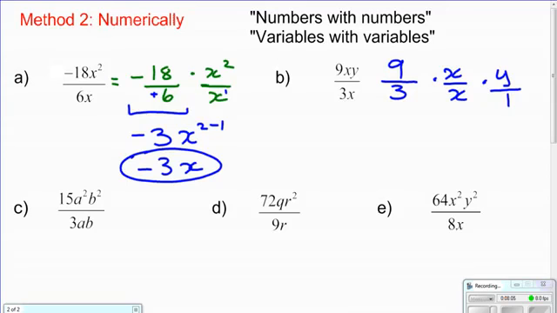Okay, now we can divide. So 9 divided by 3, that gives us a 3. X divided by x will cancel out. And we're left with y divided by 1, that just gives us y. So 3 times y.